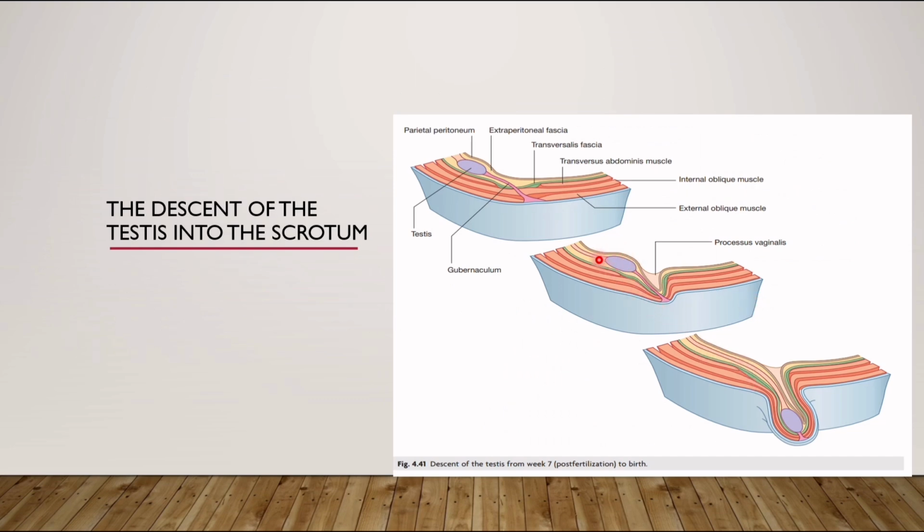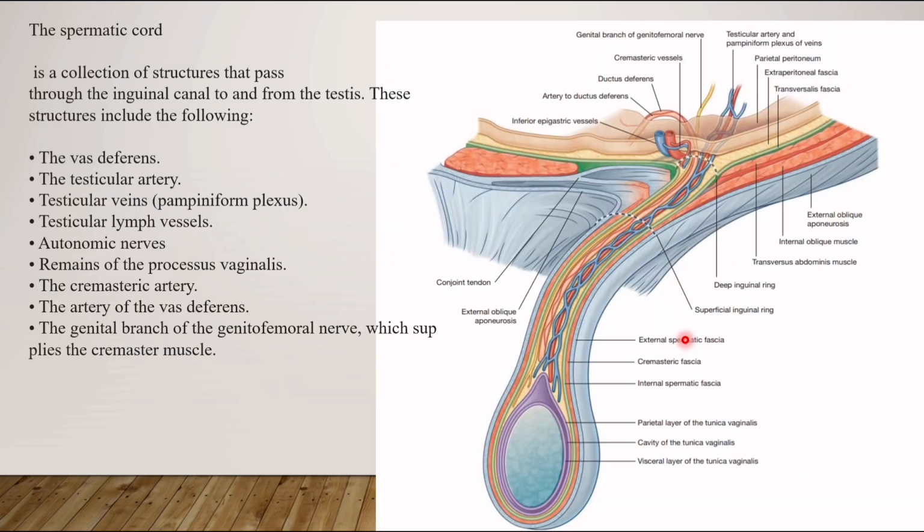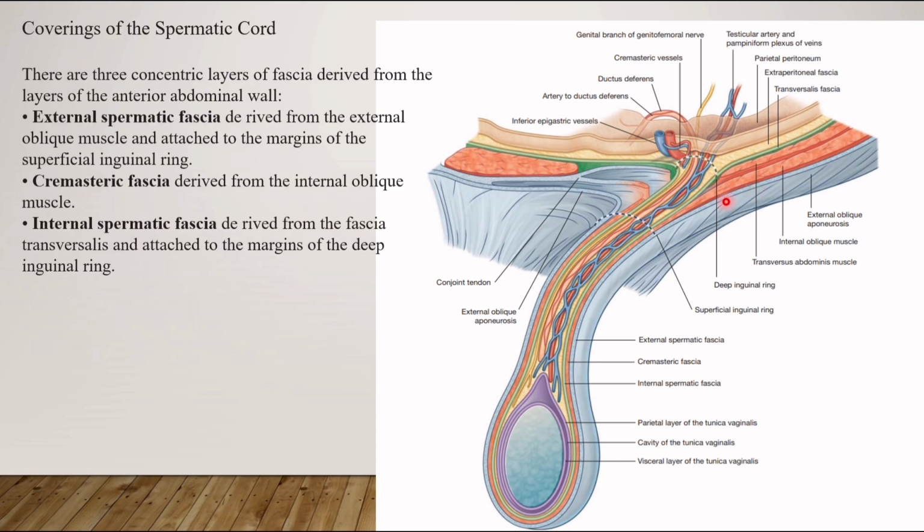Now, as the testes descend into the scrotum, it takes fibers of the transversalis fascia, it takes fibers from the internal oblique, then it takes the aponeurosis of the external oblique. Let's first start with the coverings.